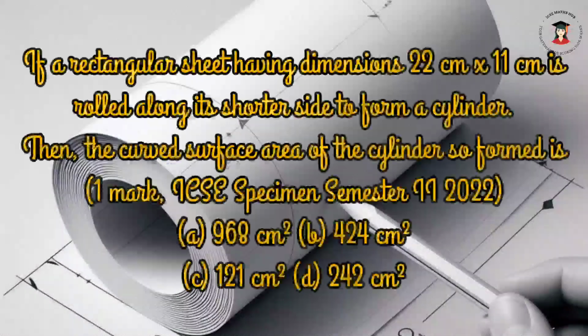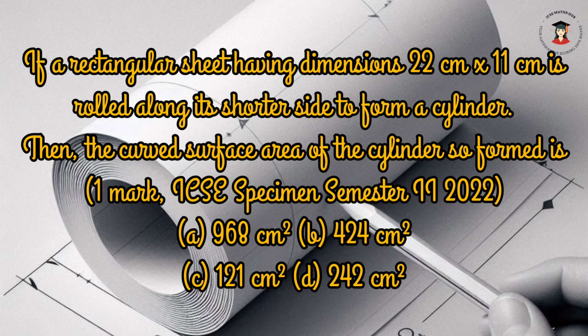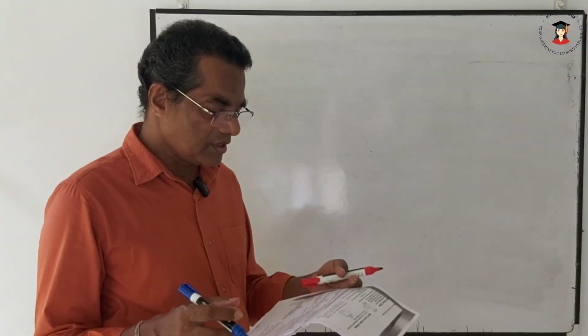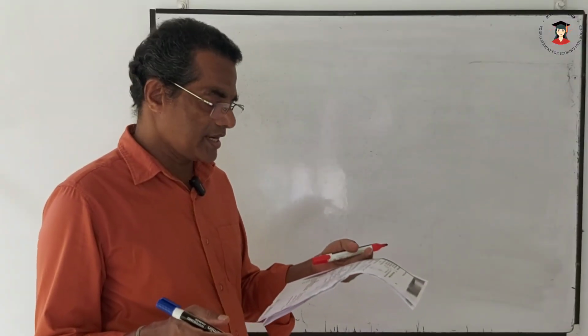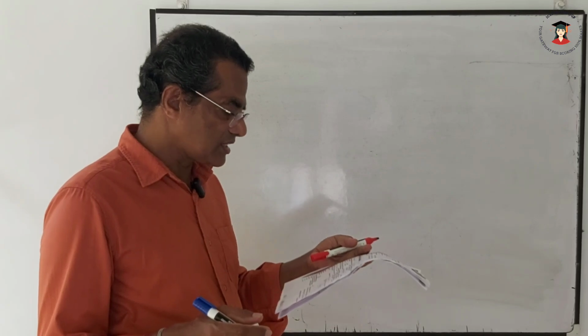The seventh question. If a rectangular sheet having dimensions 22 centimeter by 11 centimeter is rolled along its shorter side to form a cylinder, then the curved surface area of the cylinder so formed is: 968 centimeter square, 424 centimeter square, 121 centimeter square, 242 centimeter square. A rectangular sheet having dimension 22 centimeter and 11 centimeter is rolled along its shorter side to form a cylinder.